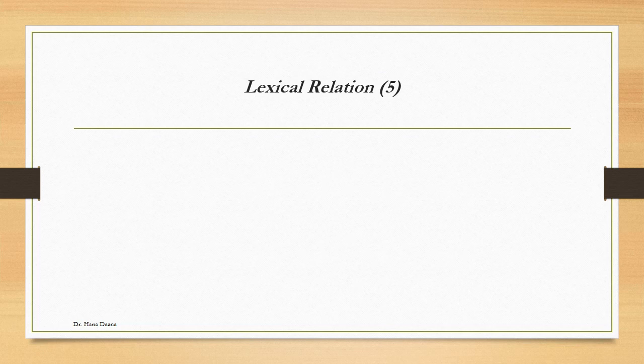The fifth lexical relation that we are supposed to handle today is hyponymy. Hyponymy, or hyponyms if we're talking about words. Hyponymy is the relation of inclusion. This is how Said defines hyponymy in his semantics. So hyponymy is the relation of inclusion, where the meaning of one term includes the meaning of a more general term.